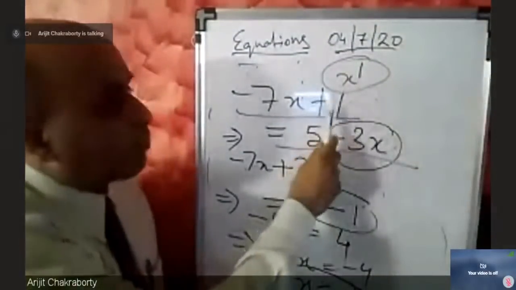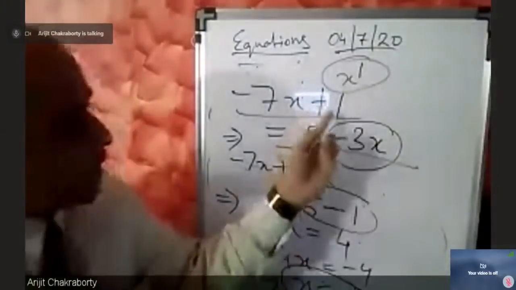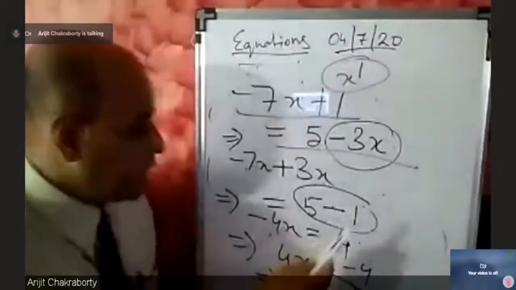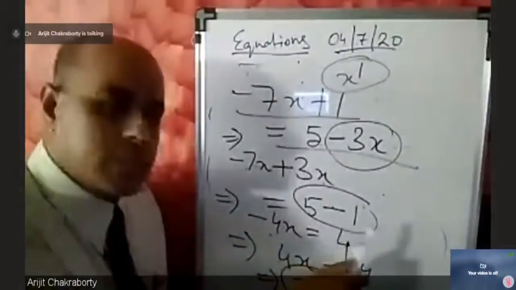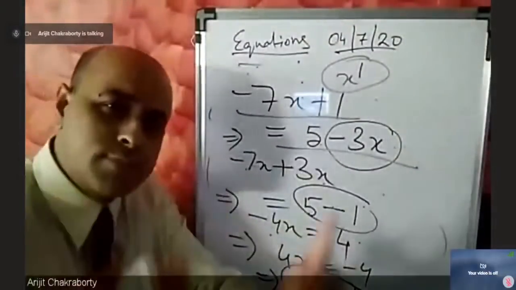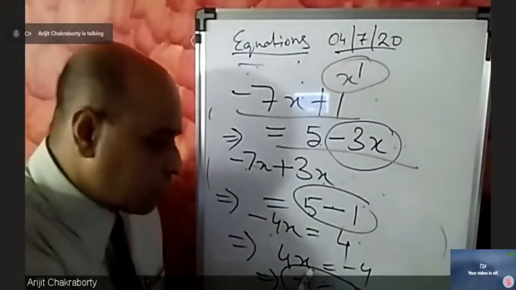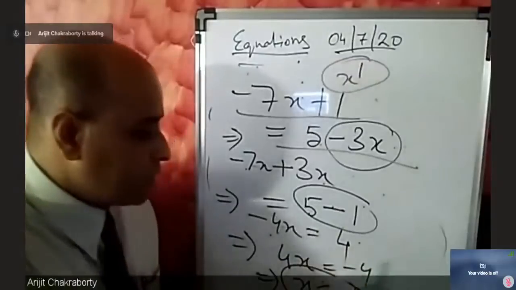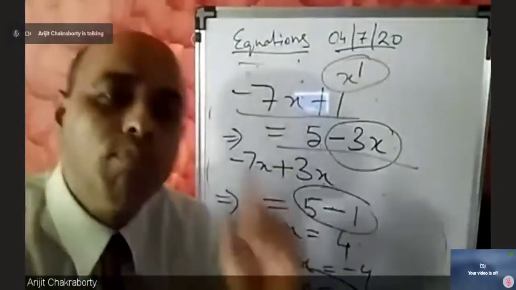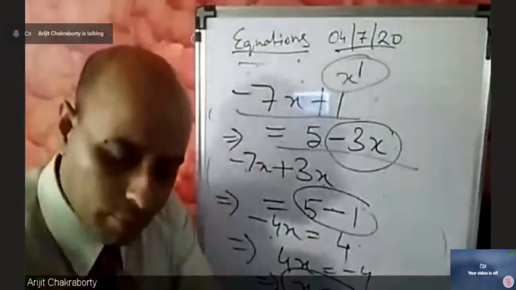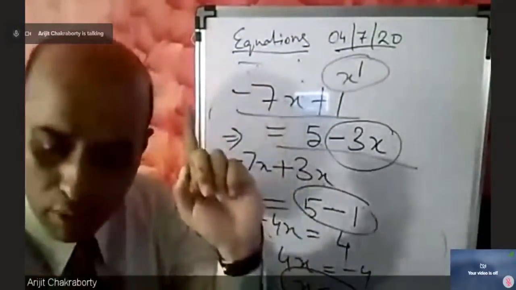So already we had 5. Now plus 1, which we had on the left hand side, we are transferring it to the right hand side. So there's a sign change. So we have got minus 4x is equal to 4. By transposing the sign, by changing the sign, we have 4x equals minus 4, which means x is equal to minus 1. This is the solution to this problem. This is problem number 1.